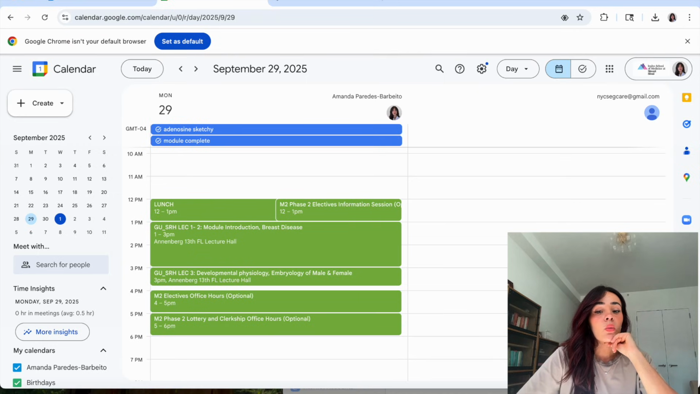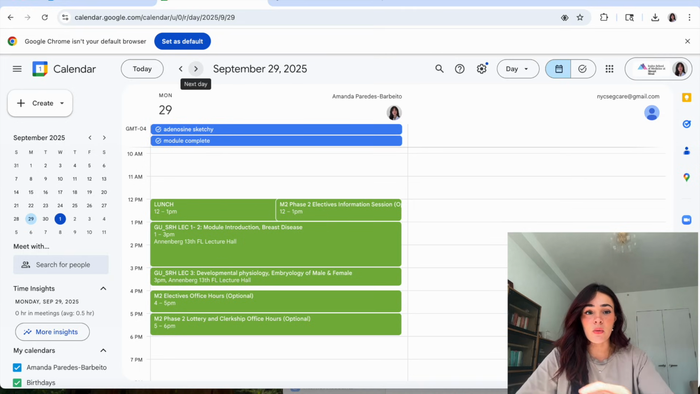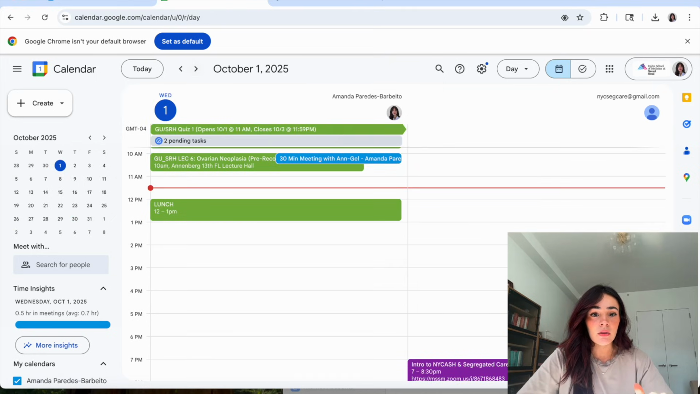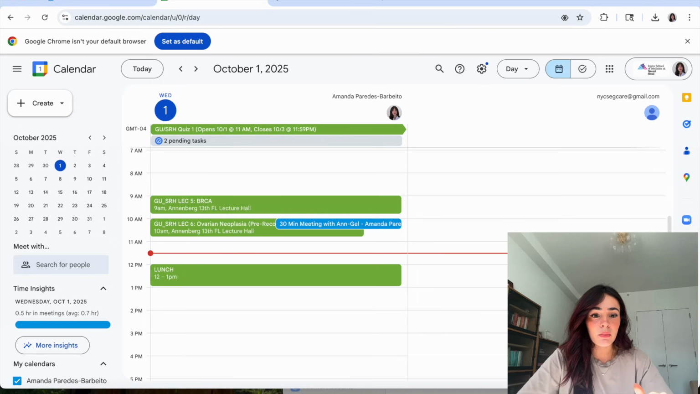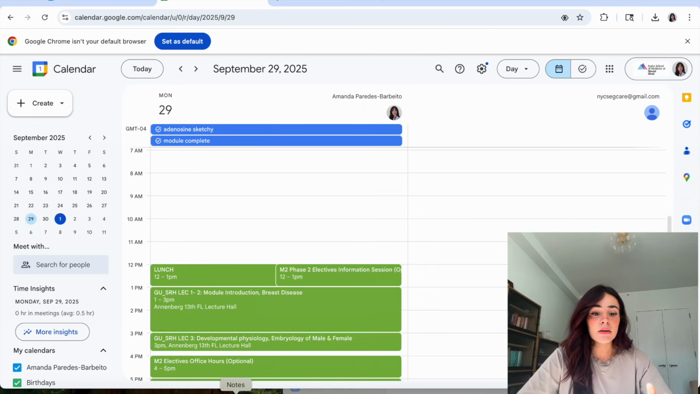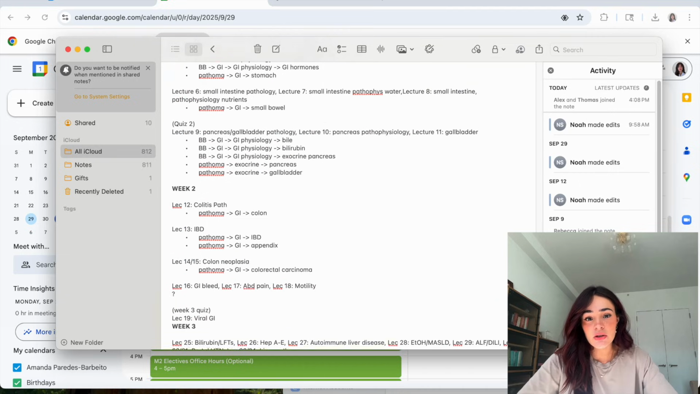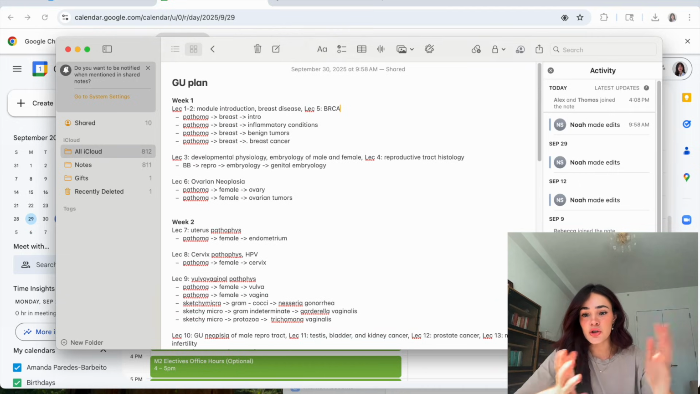So what I would normally do is start to do basically that for the entire week. I would then go to the next day and go, okay, we have a lab, we have reproductive tract histology, okay, we have BRCA, ovarian neoplasia, etc. And I would make a document that looks something like this, which hopefully you can see. And this is actually a shared document because we started doing it together. So I actually didn't do any of this.